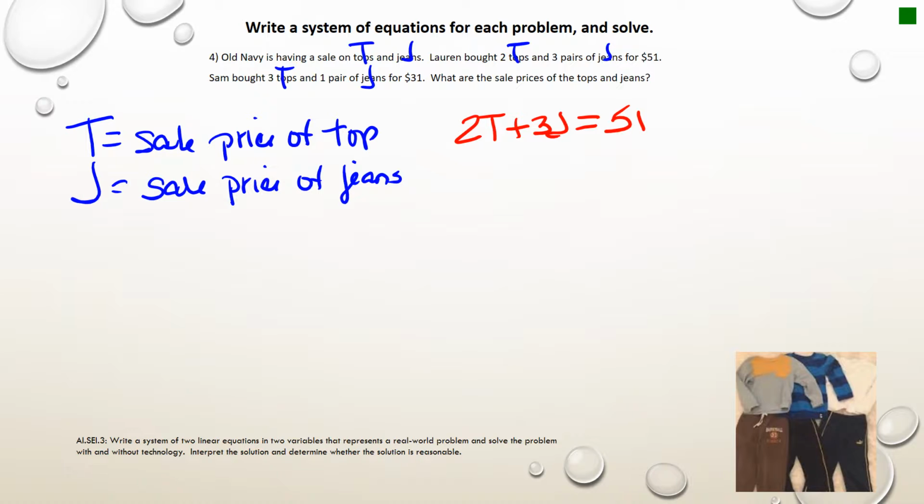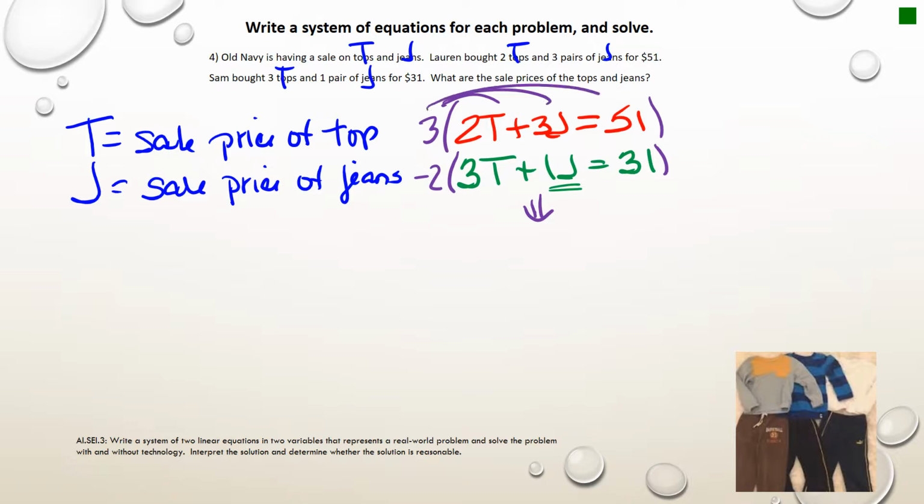Second one says Sam bought 3 tops and 1 pair of jeans for $31. Now this one you could do either substitution or elimination. How come? Because this J right here has a coefficient of 1, so you could solve for J and substitute. I shouldn't admit this. I'm an elimination girl. I'm going to bring up the 3 and bring down -2. I just like to do that.